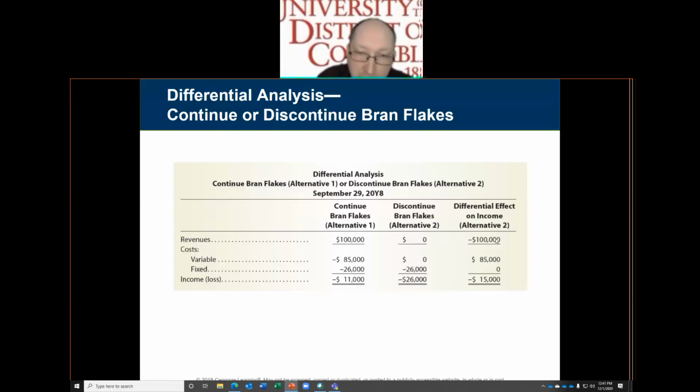So then I do my differential analysis. Revenue: 0 minus 100,000. Variable costs: 0 minus 85,000. Fixed costs: 0, because it's the same, right? That gets me a loss of 15,000. So looking at this decision, I would decide to continue making the bran flakes, because I would lose less. I would lose less if I were to continue it than if I were to discontinue it.